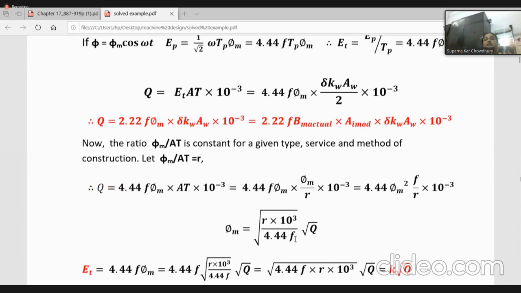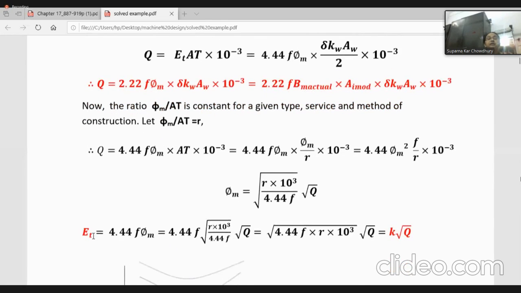Now in this expression, F is for constant frequency, so it is constant. R is the ratio which we defined, and it will depend on the type of construction, then the service, whether power or distribution. So it is constant for a particular type. So this value is a constant.